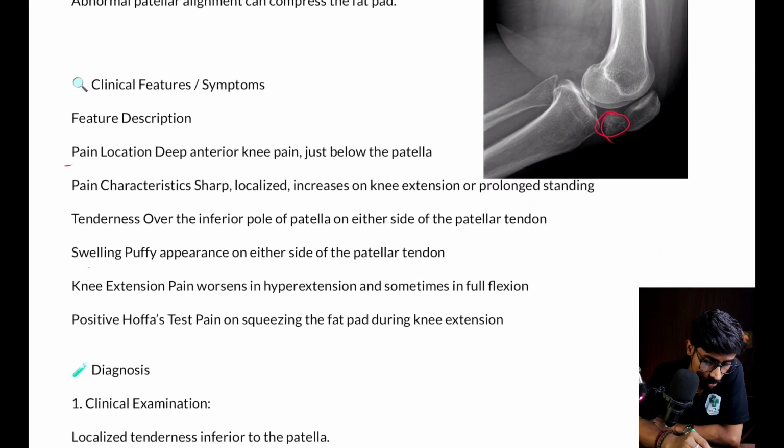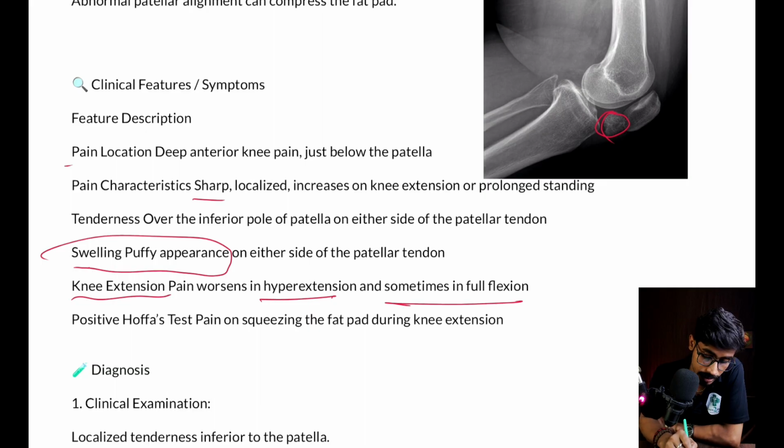Clinical features: pain location, deep anterior knee pain. Secondly, the pain is sharp, localized, and increases during knee extension. Tenderness can also be seen. Swelling, a puffy appearance can be seen. A soft swelling type appearance is very common in the patient. Knee extension pain worsens in hyperextension or sometimes in full flexion also.